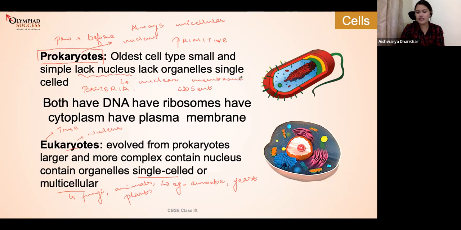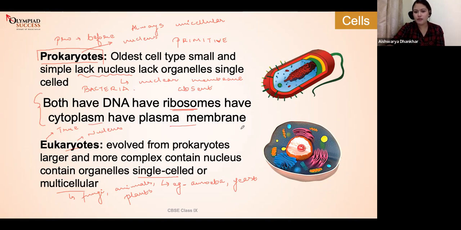So these were your major differences, in the nucleus, and that prokaryotes do not have any membrane-bound organelles. Similarities are that both will have DNA, though the structure of DNA is different. We will discuss that in detail. Both of them have ribosomes because ribosomes are non-membrane bound organelles. They do not have a membrane, hence they are present in both. And both of them have a cytoplasm and a plasma membrane, right?